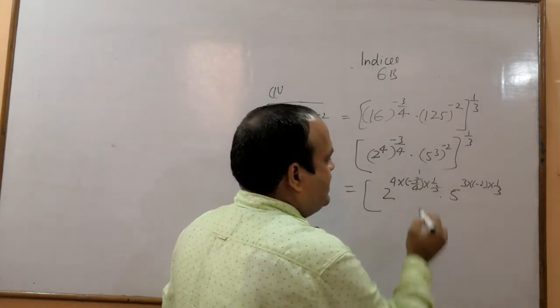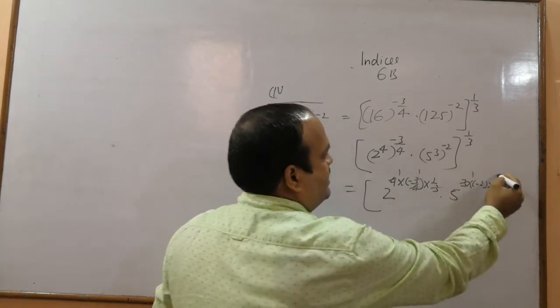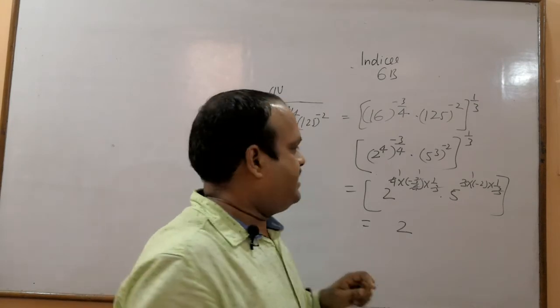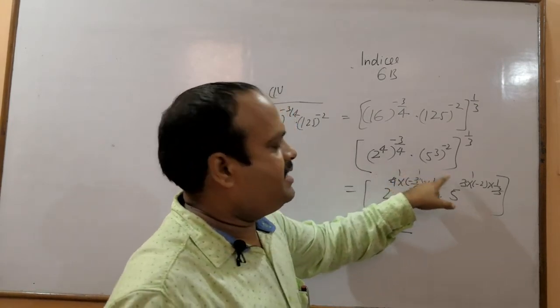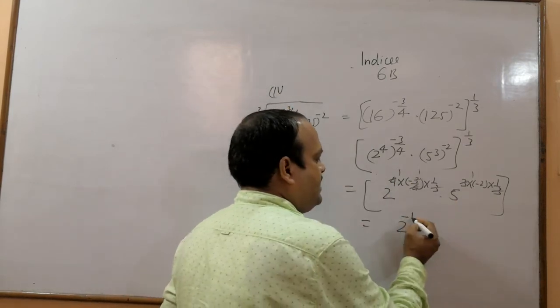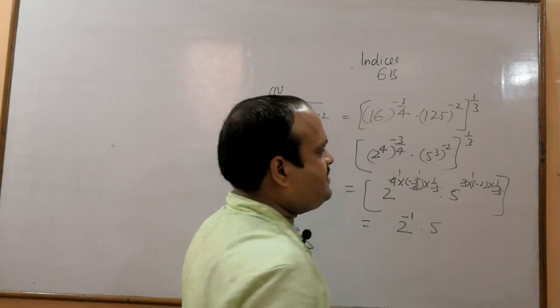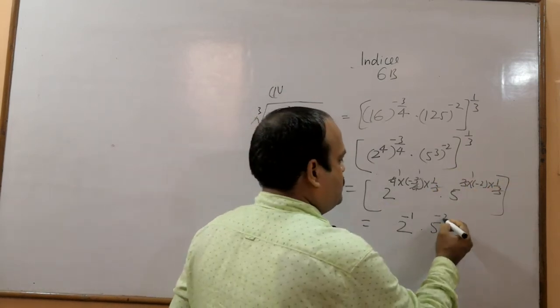3 1 ja 3, 4 1 ja 4, 3 1 ja 3. So what do we get? 2 to the power 1 into minus 1 into 1, finally minus 1. 5 to the power 1 into minus 2 into 1, minus 2.